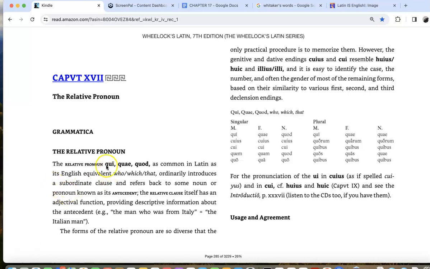This topic is an important one. As always, you'll want to read through the chapter, paying particular attention to the examples and also completing the self-tutorial exercises in the back of the book. What do we mean when we talk about relative pronouns?